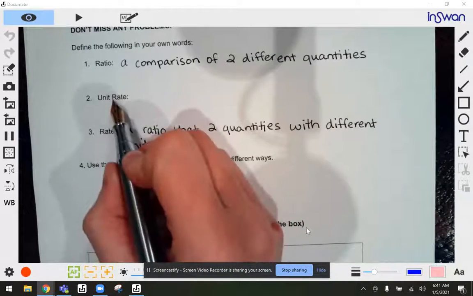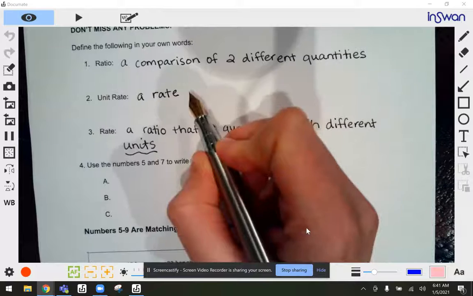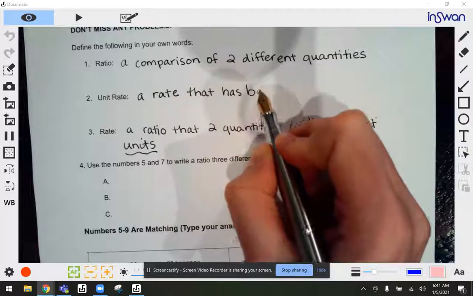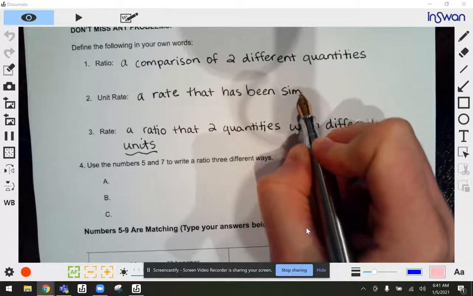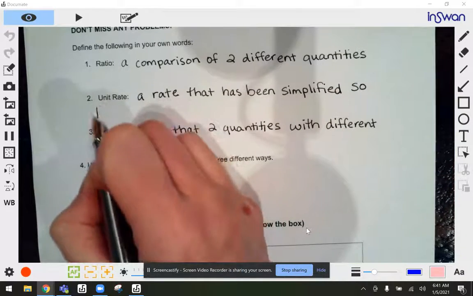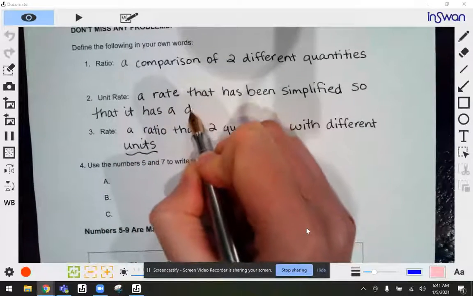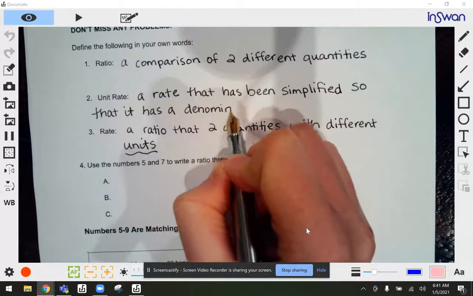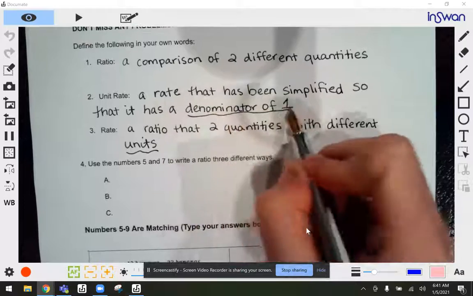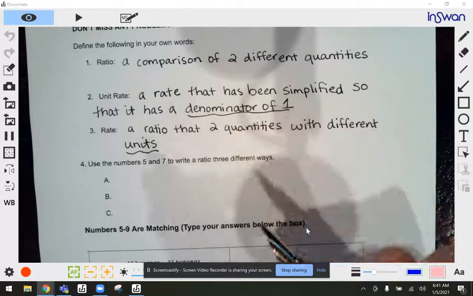Now I'm going to skip up to unit rate because that's a special type of rate. A rate that has been simplified so that it has a denominator of 1. And that's important because we're trying to find out how much 1 costs. We don't want to know how much 5 apples cost. We want to know how much it costs for each apple.